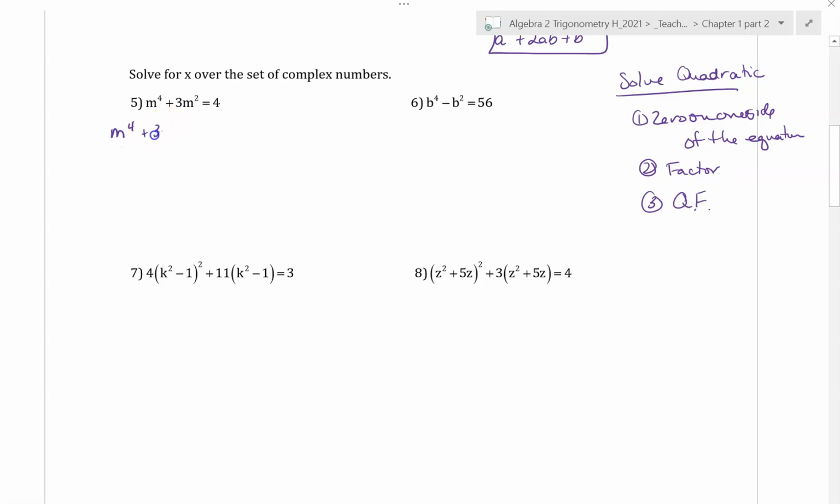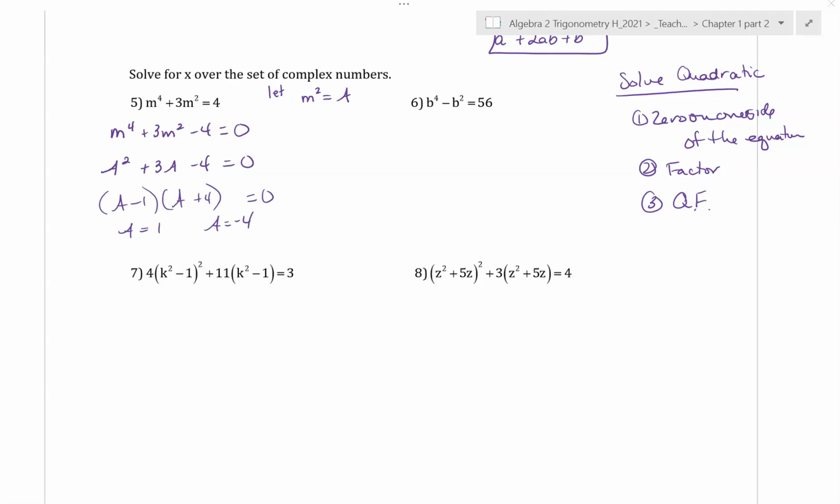And you'll notice this actually is not a quadratic equation. This is degree 4. So one thing that you could do is let m squared equal a. Then you have a squared plus 3a minus 4. So go ahead and pause the video. How would you factor a squared plus 3a minus 4? Hopefully you said the quantity a minus 1 times the quantity a plus 4.